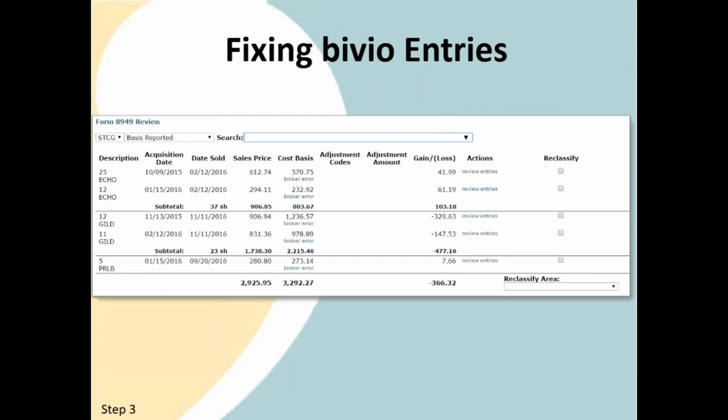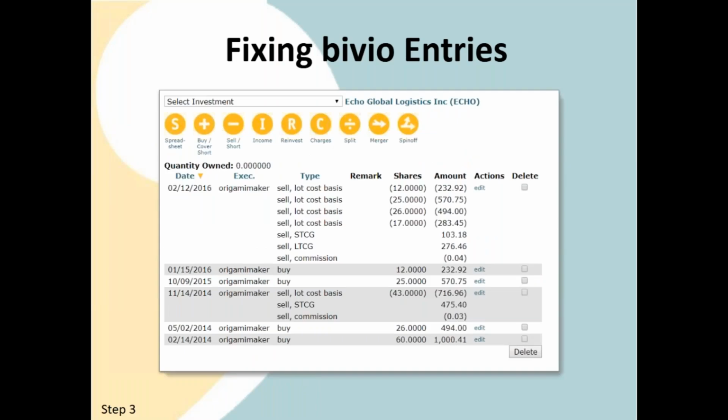If you do find discrepancies, you need to determine why they are there. If you need to make corrections in bivio, you can jump back to the transactions that have been entered for the stock when you select the Review Entries link. It will take you to the Investments Transactions page or pages for the stock in question. You will need to correct whatever bivio entry or entries were wrong to fix your problem.